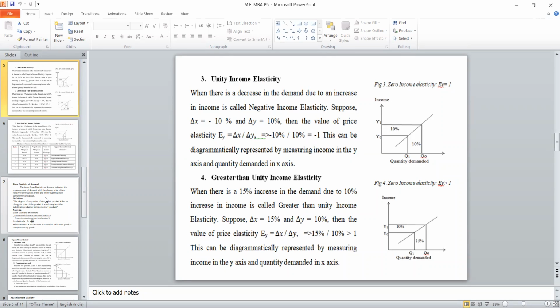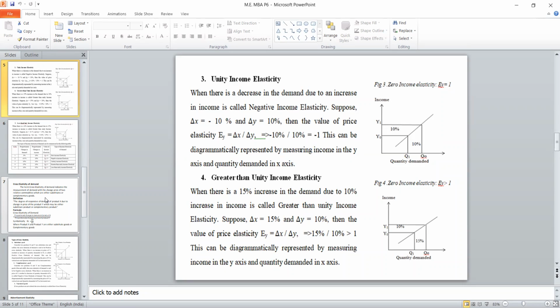Let me go to the next type. There are two more types: greater than unity and less than unity. What does it mean? Suppose income has more change, then it is called greater than unity. So I am saying it in a wrong way. When income change is more than demand change, it is less than unity. When demand change is more than income change, then it is greater than unity.